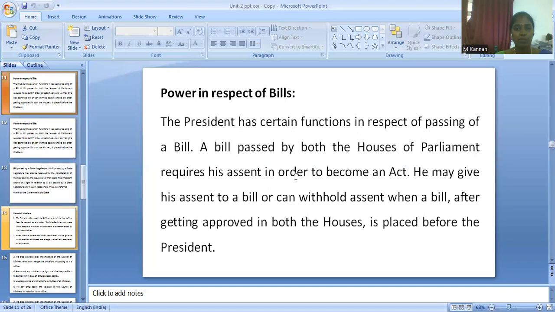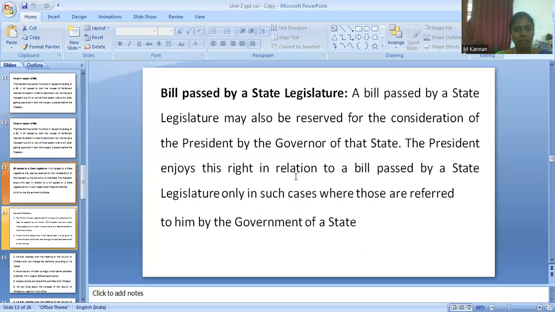Regarding the power in respect of bills, the President has certain functions in respect of passing a bill. A bill passed by both houses of Parliament requires his assent in order to become an act. He may give his assent to a bill or can withhold assent when a bill, after getting approved in both houses, is placed before the President.